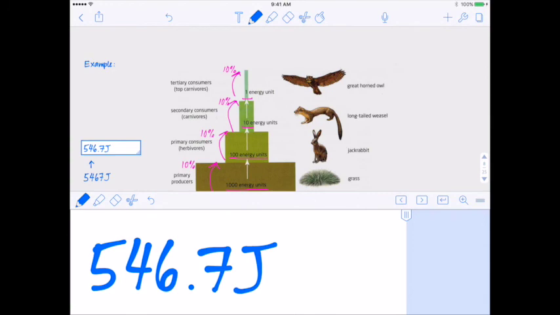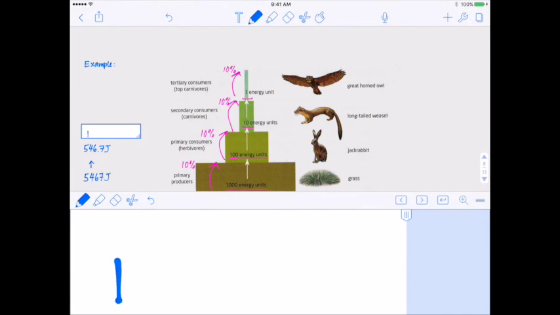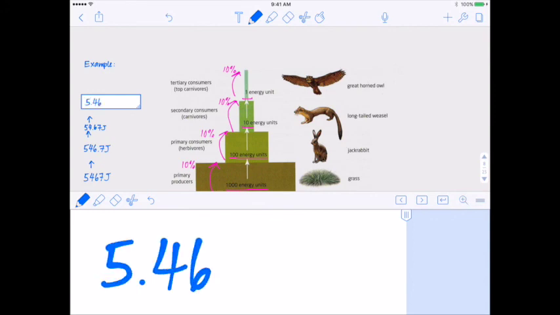Who can guess or use calculations to tell me how much energy will be available at the third trophic level? Good. If we move the decimal place over one more, we get 54.67 joules. Finally, at the fourth trophic level, how much energy will be available? If we move the decimal place one more spot, we end up with 5.467. Perfect. So this is called the 10% rule.